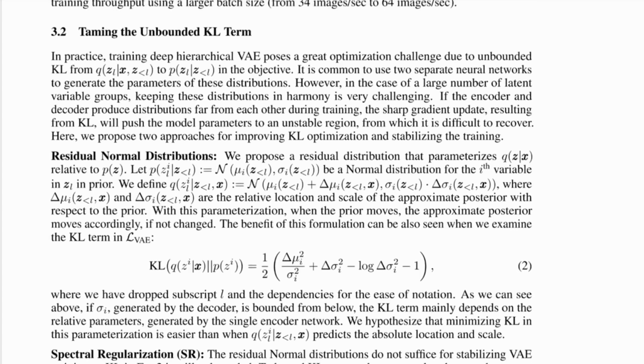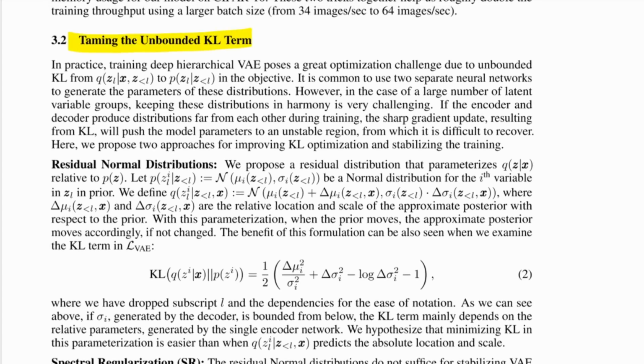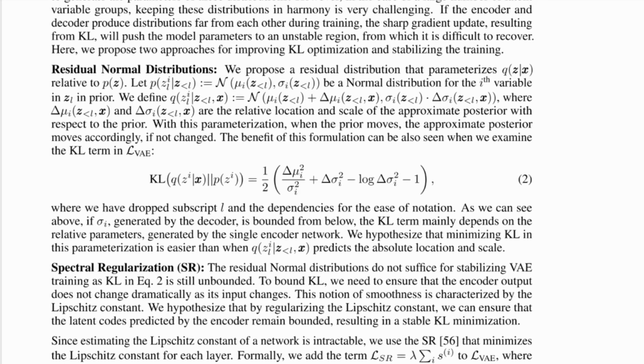So they also need to, they say, tame the unbounded KL term. The KL term is what makes the distribution that the encoder outputs close to the distribution that you want, like that normal distribution. So this is the regularization term. You can see here it's a KL divergence between Q, which is what your encoder outputs, the latent code for the image X, and your prior, which you say should be a normal distribution. In this case, it should be a hierarchical normal distribution.